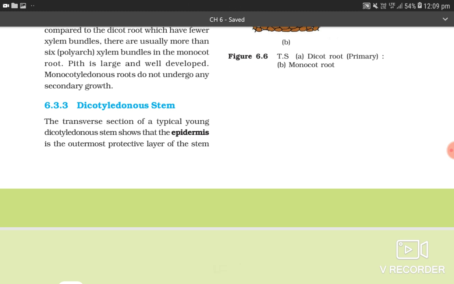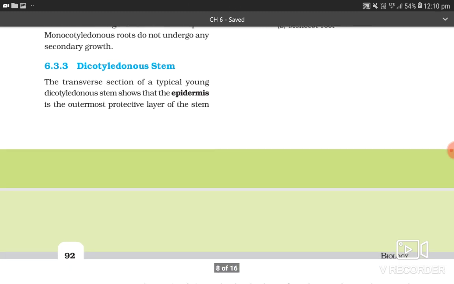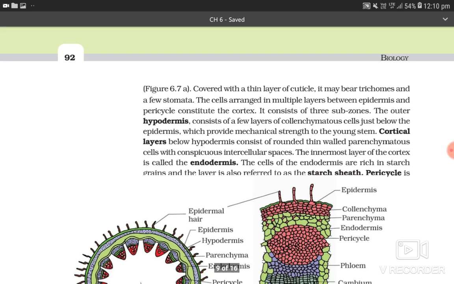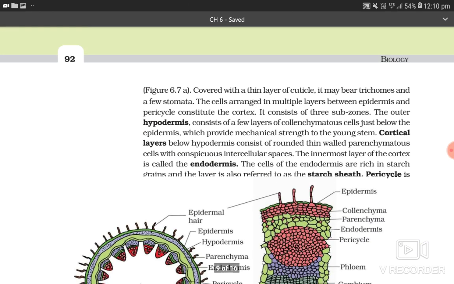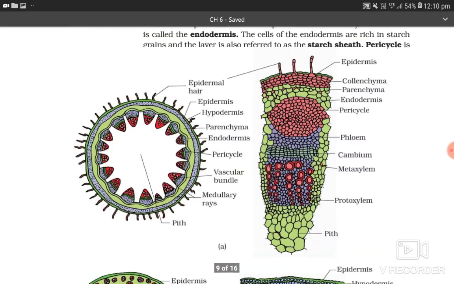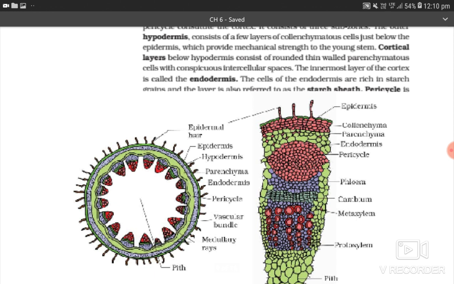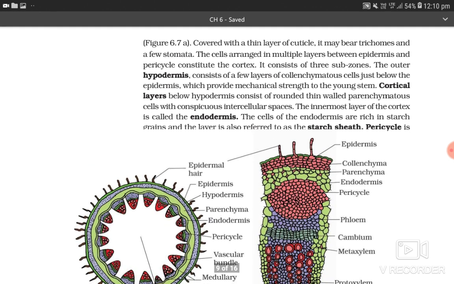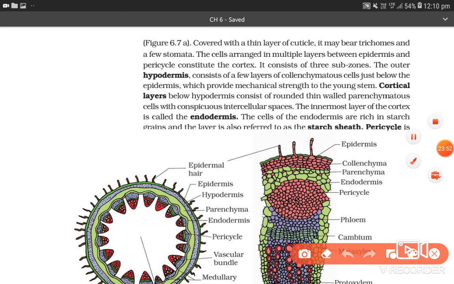6.3.3 Dicotyledonous stem. The transverse section of a typical young dicotyledonous stem shows that the epidermis is the outermost protective layer of the stem. Figure 6.7a. This is the figure. Covered with a thin layer of cuticle, it may bear trichomes and a few stomata. The cells arranged in multiple layers between epidermis and pericycle constitute the cortex. It consists of 3 subzones.